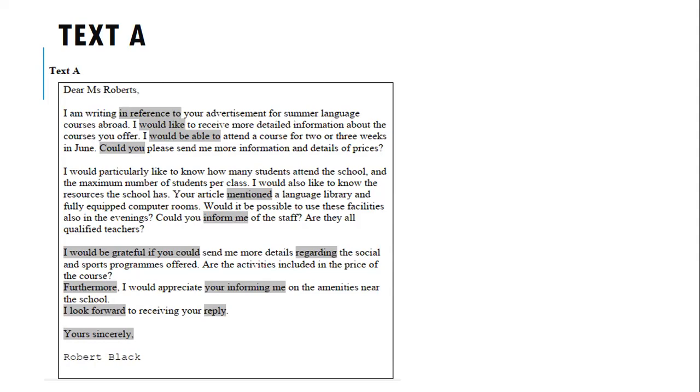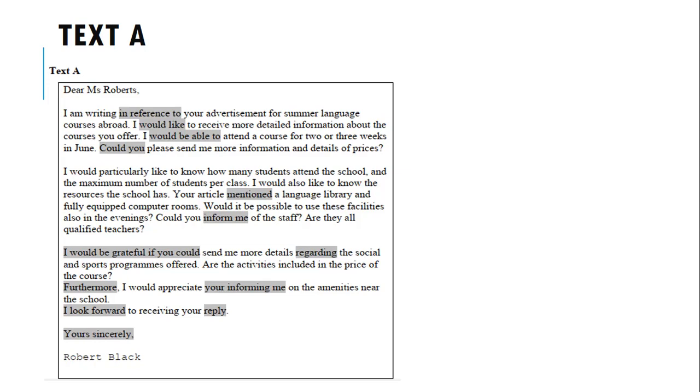Now, do you still remember the last 3 questions that appear on the previous slides? Who was it written by? Anyone knows? Robert Black. Nice. And why was it written? What is the intention? What is the concern?